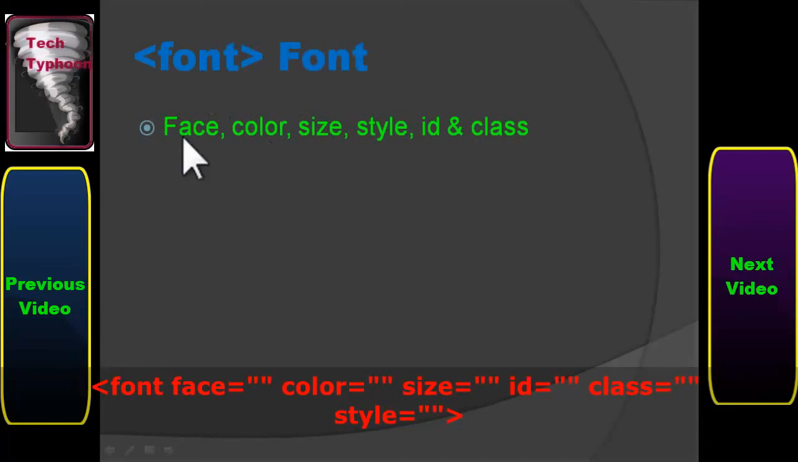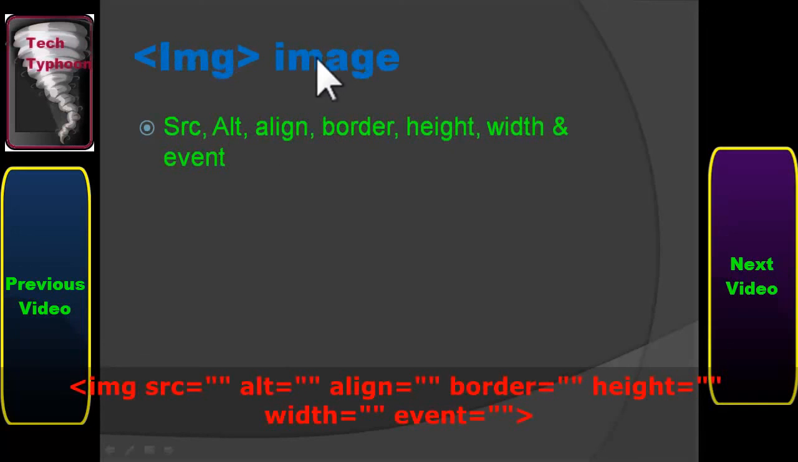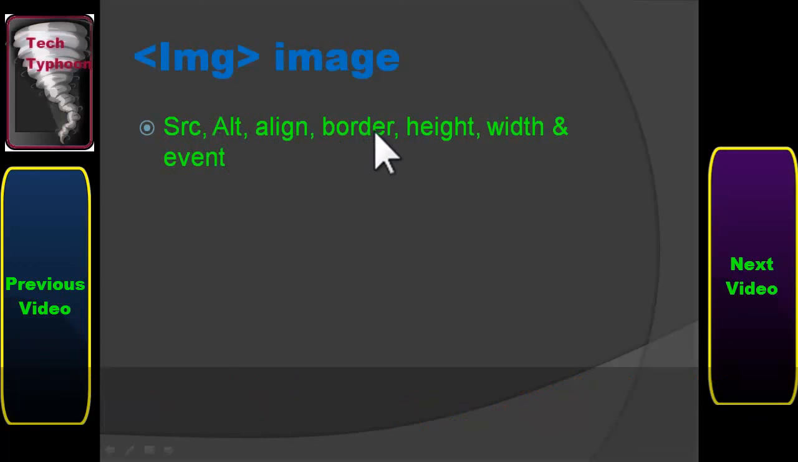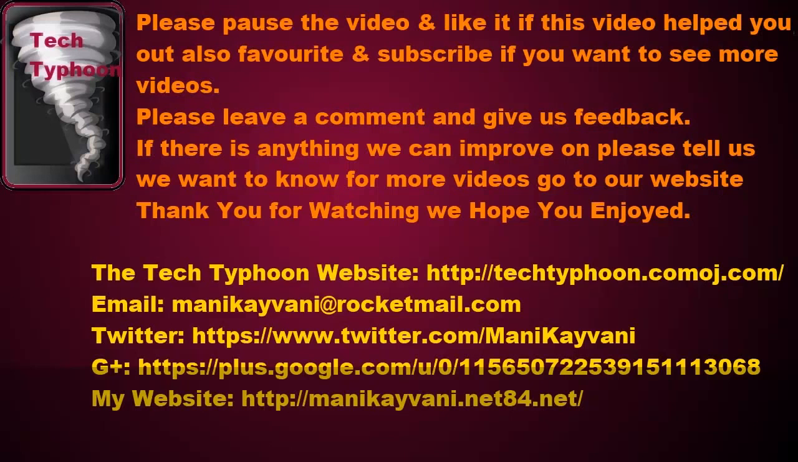The next one is the font, which we know has face, color, and size, but these three you didn't know: the style, ID, and class. Pretty much all of them have those. The image one, IMG, has the source, the alt, the align, the border, the height, the width, and the event. Then the horizontal rule has the align, the ID, the style, and the class. And that's it.